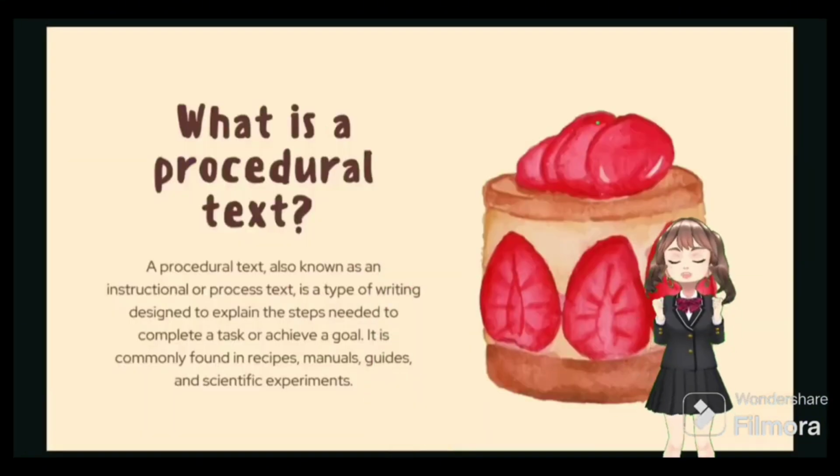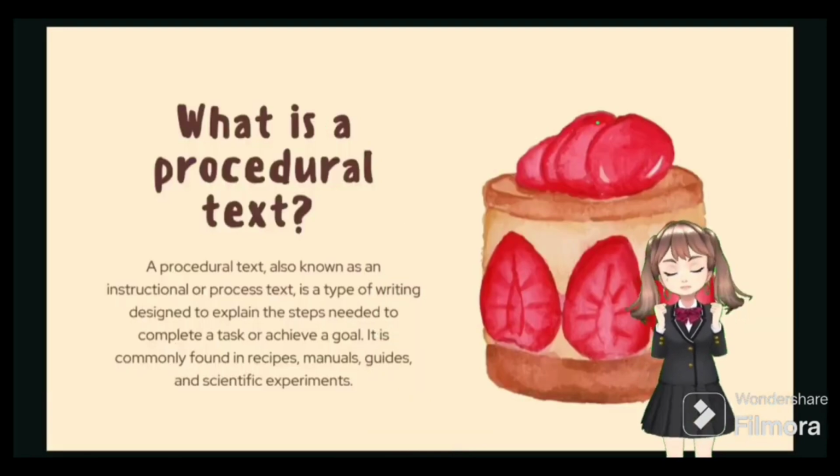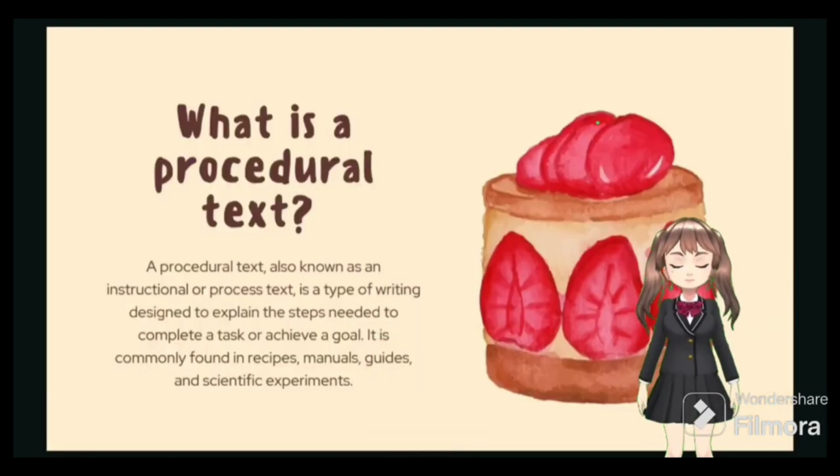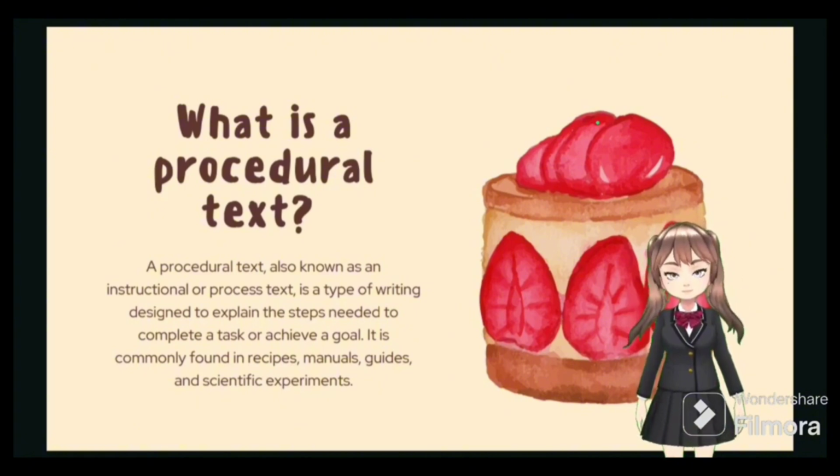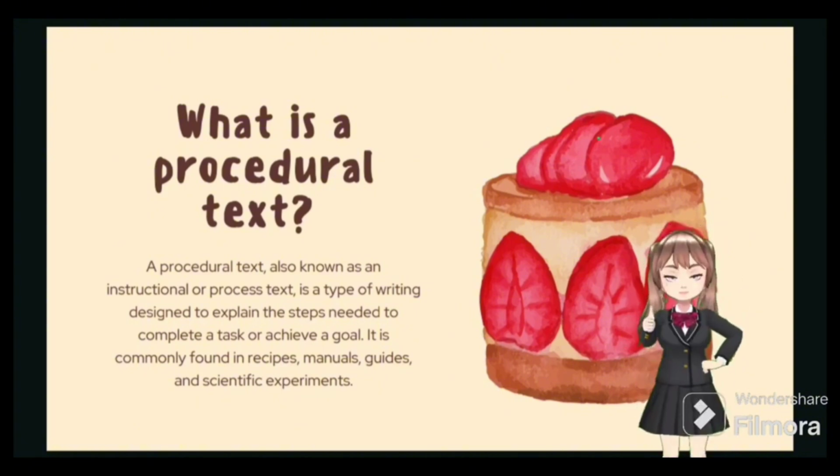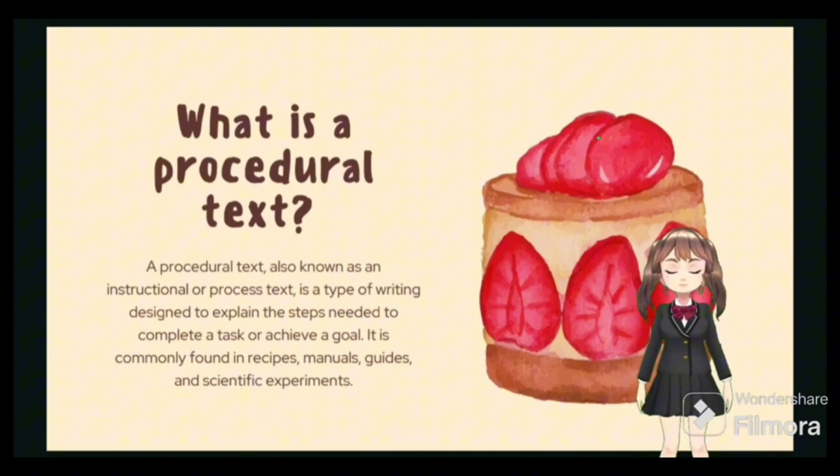What is a procedural text? A procedural text, also known as an instructional or process text, is a type of writing designed to explain the steps needed to complete a task or achieve a goal. It is commonly found in recipes, manuals, guides, and scientific experiments.